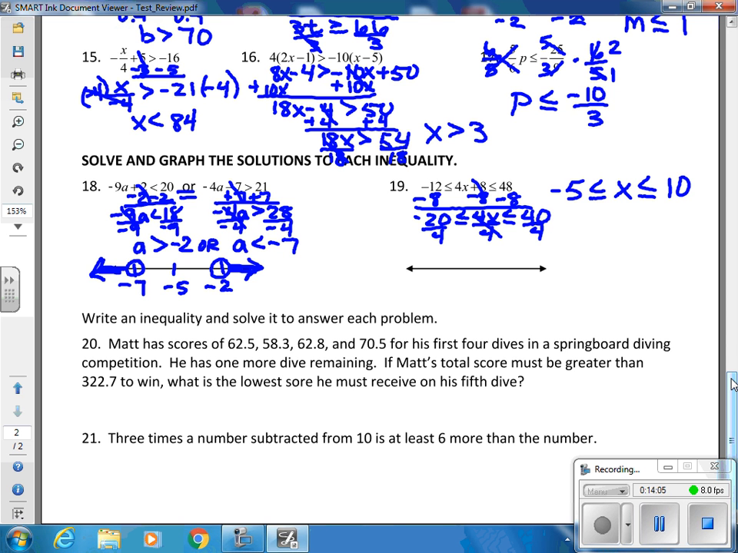So now when you're setting up your number line, -5 goes on the left, +10 goes on the right, and find a number kind of in the middle. I'm going to stick 0 in there. Even though it's not perfectly in the middle, it's okay as long as it's between those 2 numbers.